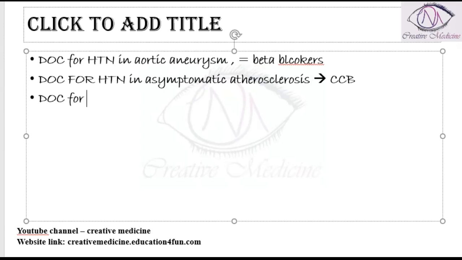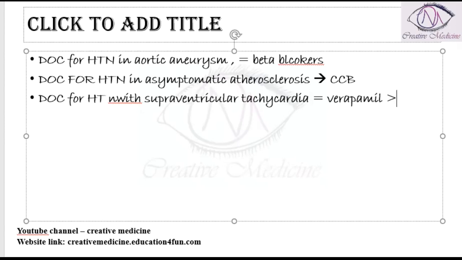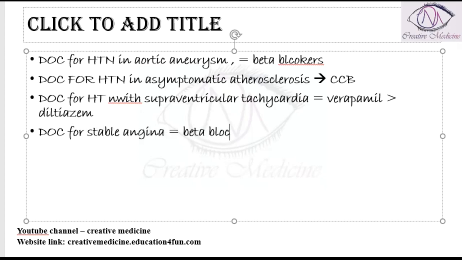Then the drug of choice for hypertension with supraventricular tachycardia: if there is hypertension and the patient also has supraventricular tachycardia, then verapamil can be given, followed by diltiazem. Then the drug of choice for stable angina is beta blockers.